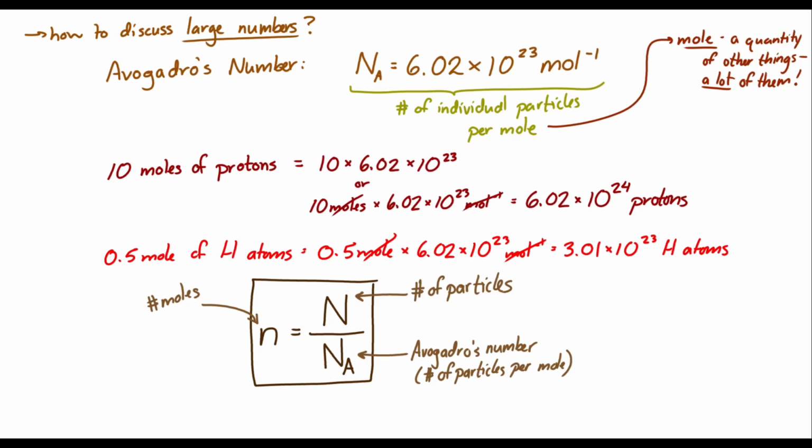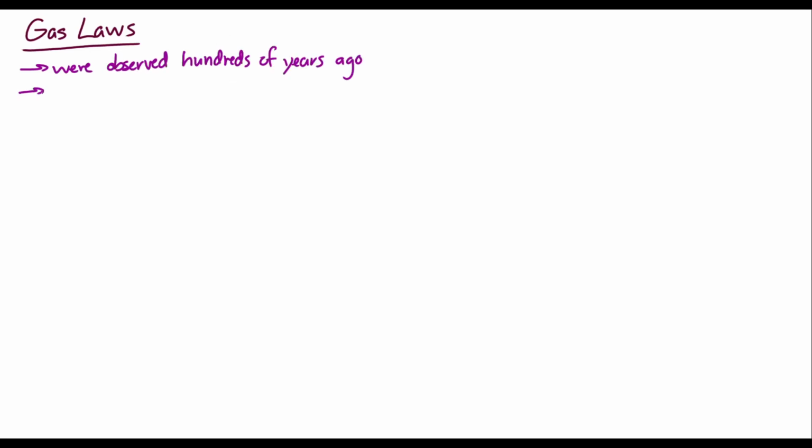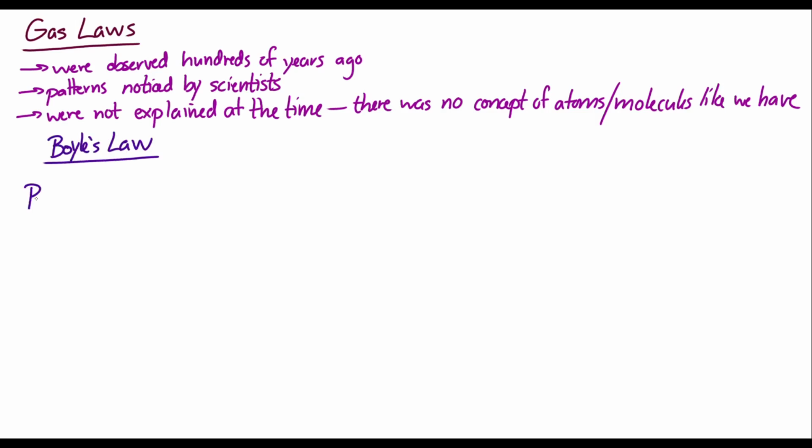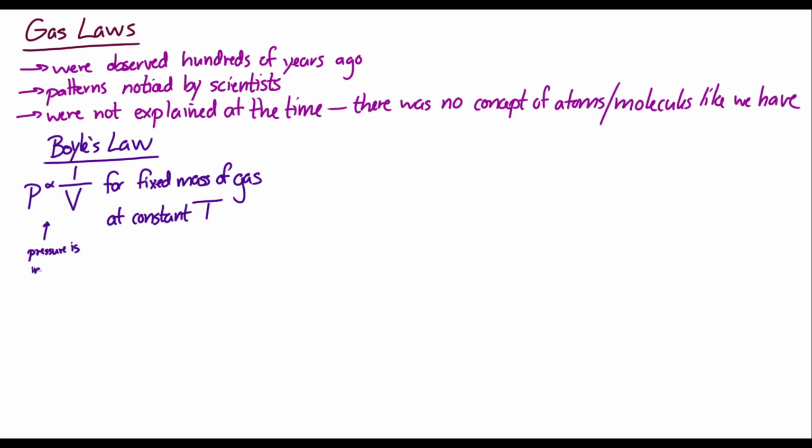Now let's talk about the gas laws themselves. The gas laws were observed hundreds of years ago. They were patterns that were noticed by scientists, but they were not explained at the time. They didn't have the idea of the molecule, and they didn't know about atoms at the time. So we're going to look at these four gas laws. First is Boyle's law. Boyle's law is that the gas pressure of a gas is proportional to 1 over the volume of the gas for a fixed mass of gas at a constant temperature. Another way to say this is that the pressure is inversely proportional to the volume.